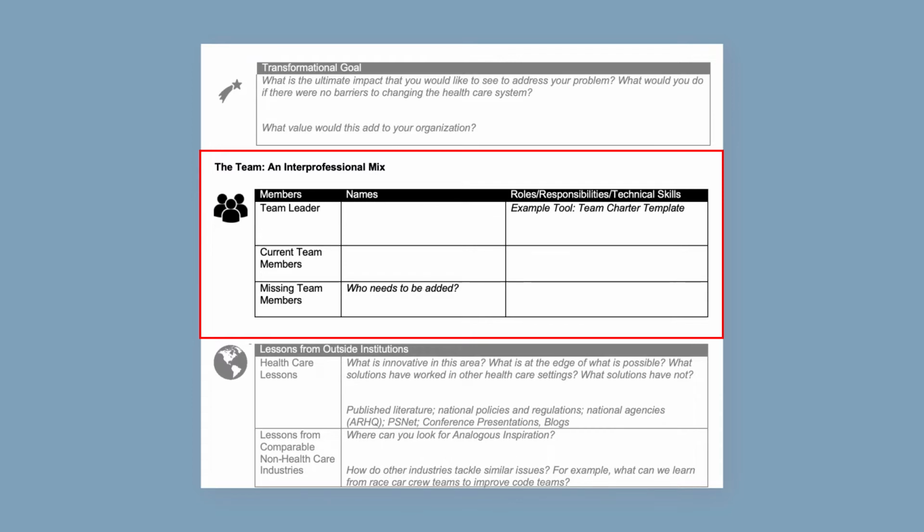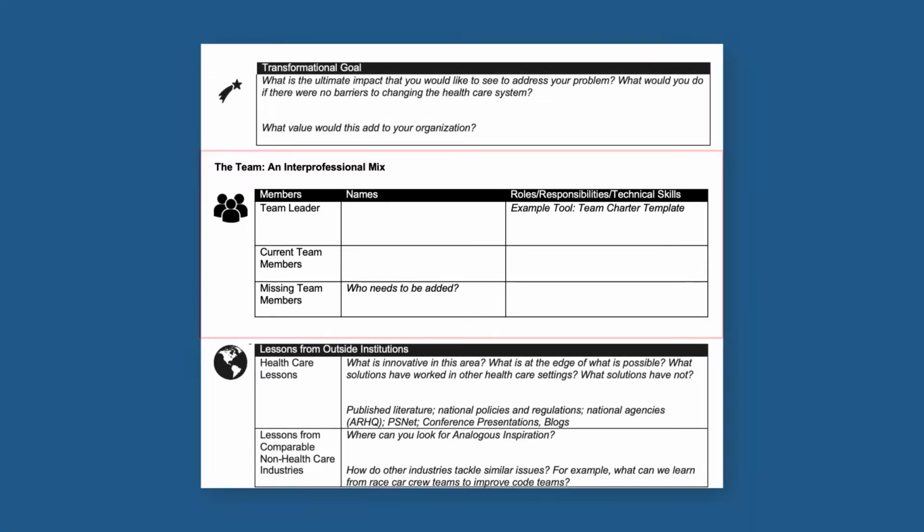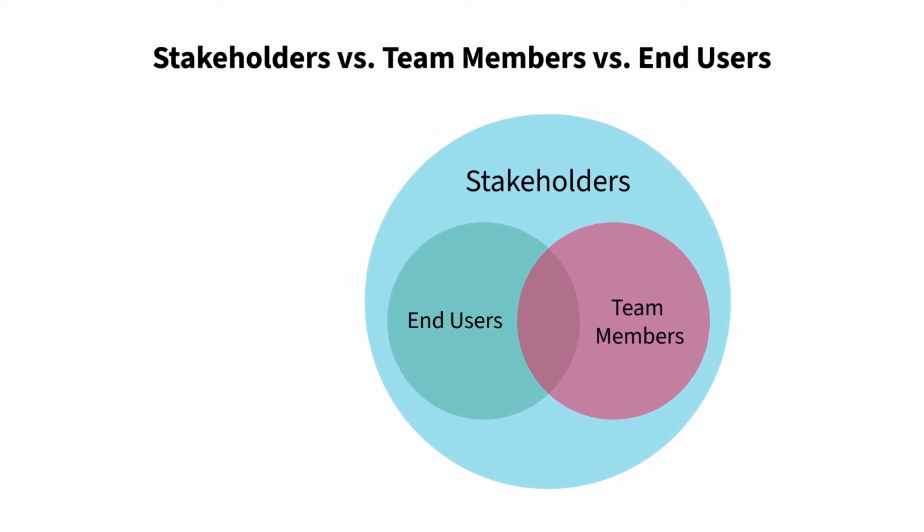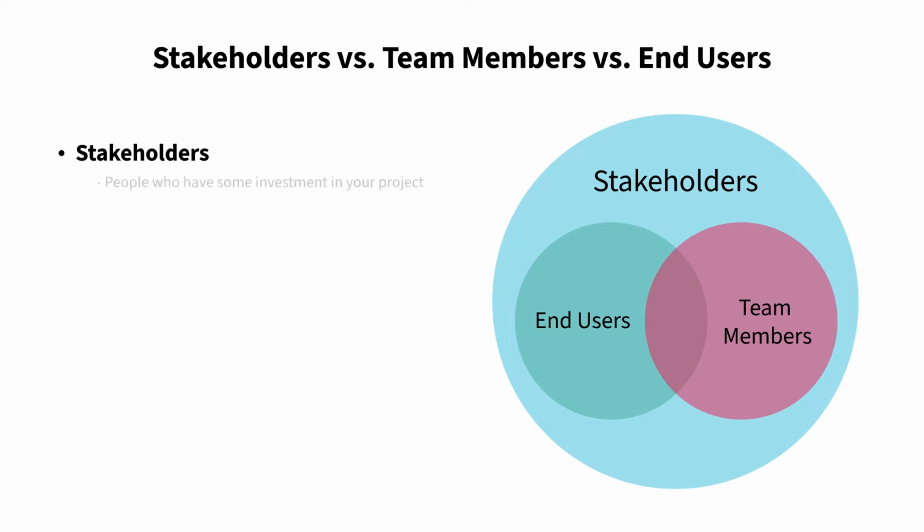Before building your interprofessional team, it is important to understand the difference between stakeholders, end users, and team members. Although stakeholders, end users, and team members are distinct groups, there is a lot of overlap among them. Stakeholders are people who have some investment in your project and care about or are affected by the outcome.